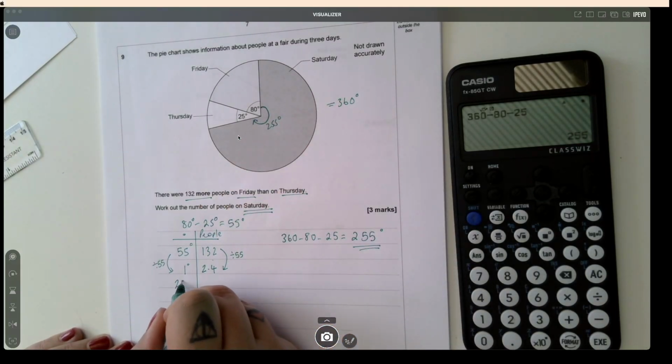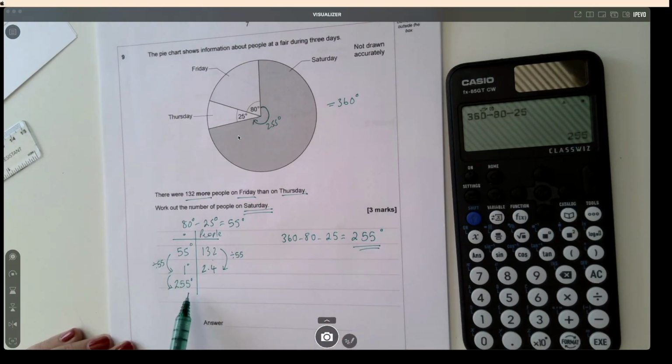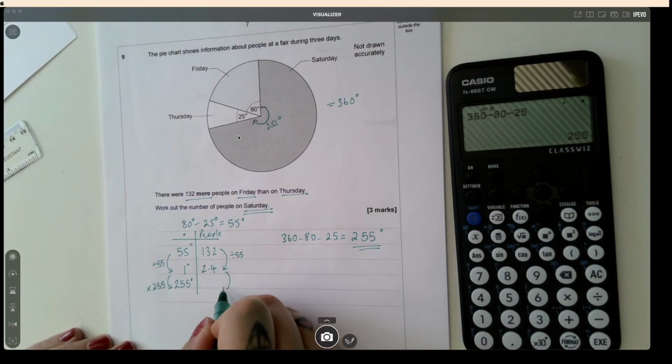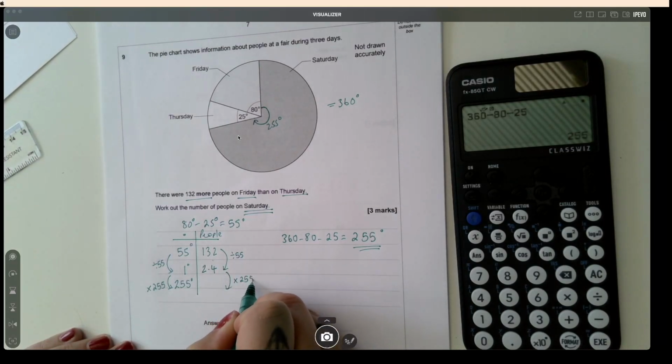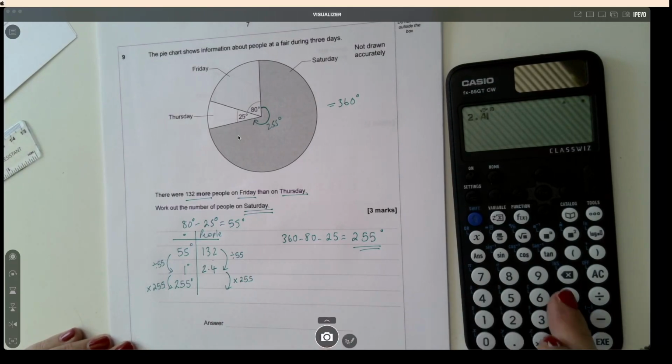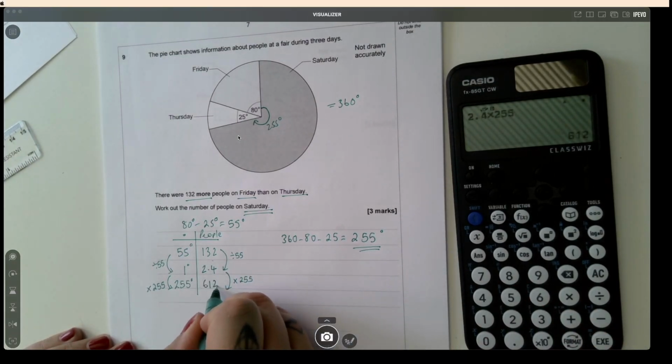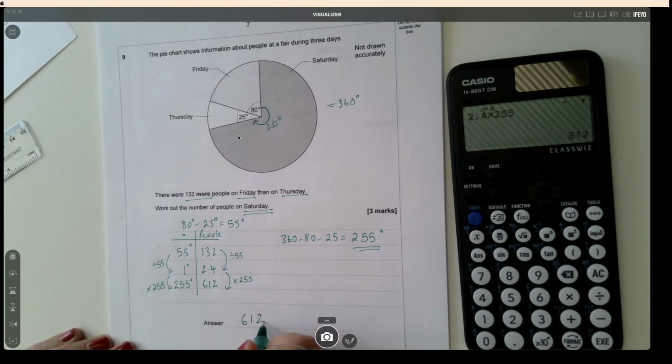So if I want to work out 255 degrees worth of people, to go from 1 degree to 255, I'm going to multiply by 255. So I will do the same here. So 2.4 multiplied by 255 is 612. So that tells me there were 612 people on Saturday.